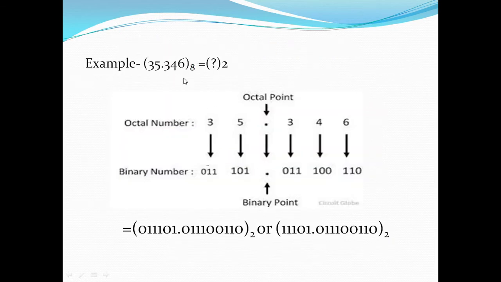Suppose we have a number with a fractional part. We want to convert this octal into the equivalent binary. For this we'll simply replace each digit, whether it is in the non-fractional part or the fractional part, by its binary equivalent. The binary equivalent of 6 is 110, 4 is 100, 3 is 011, 5 is 101, 3 is again 011. And write all these numbers together.